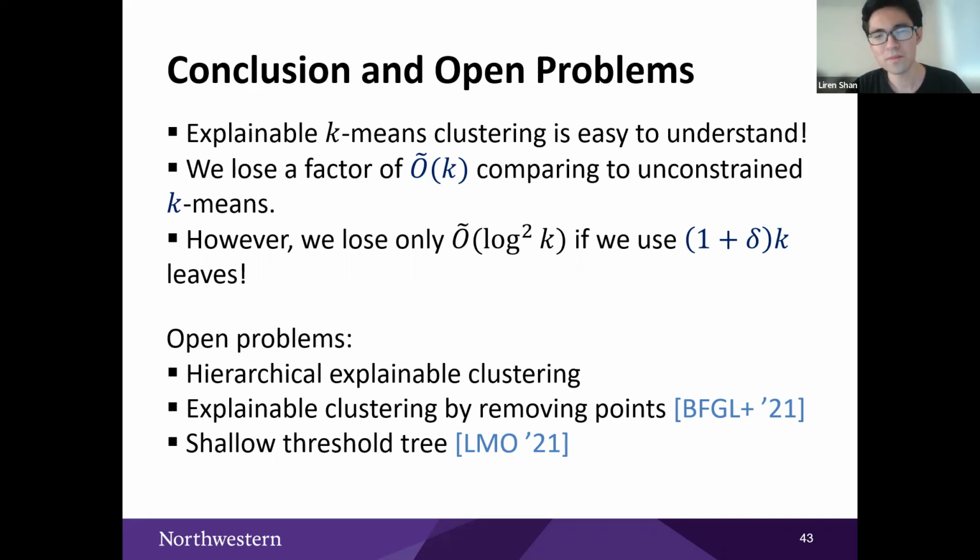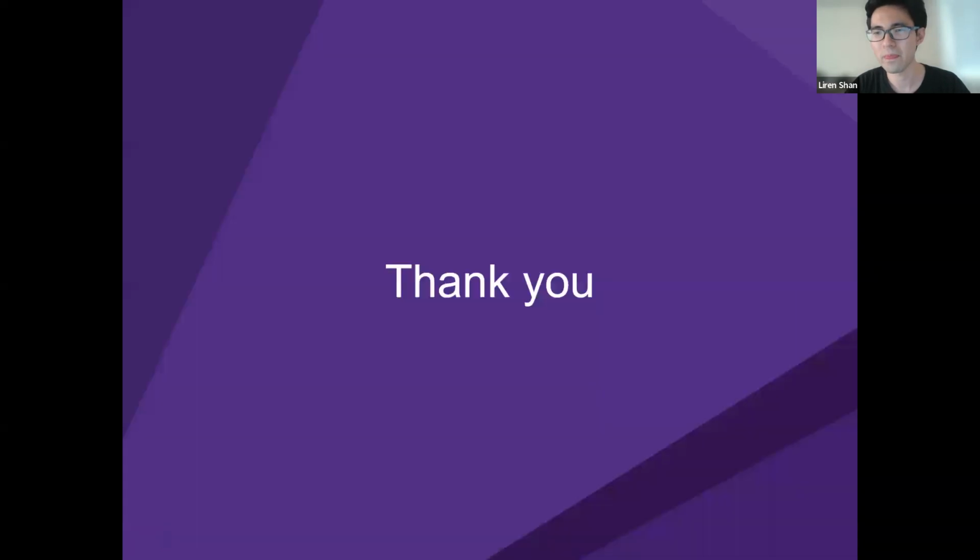There are many open problems in this area. First, this expandable clustering with threshold tree T already shows some hierarchical properties. Can we find a good hierarchical expandable clustering? Second, as mentioned in Bandapadhyay et al., can we find a good expandable clustering by removing some points? Finally, also mentioned by Liren et al., can we find a good expandable clustering with a shallow threshold tree T? Thank you.